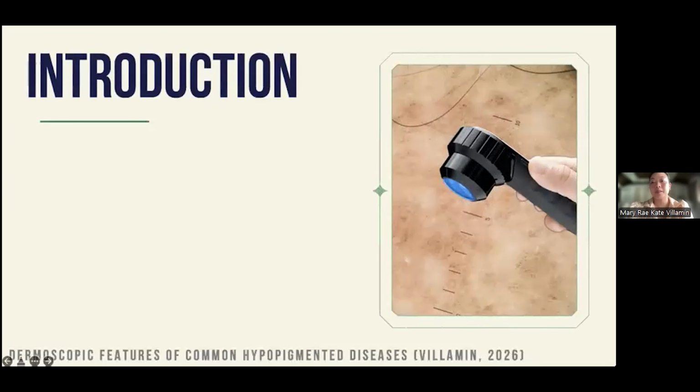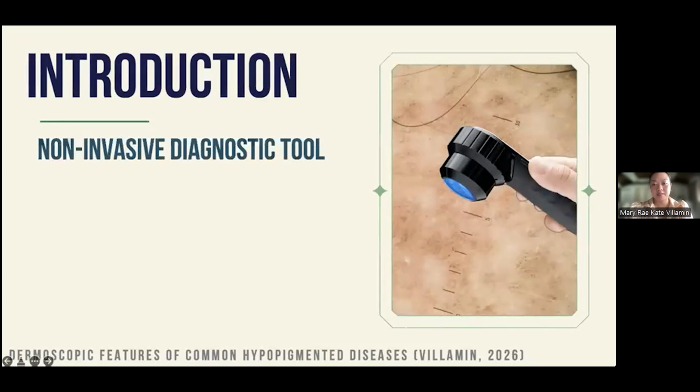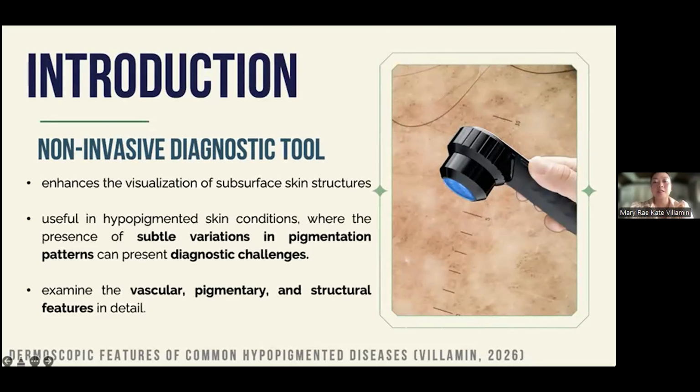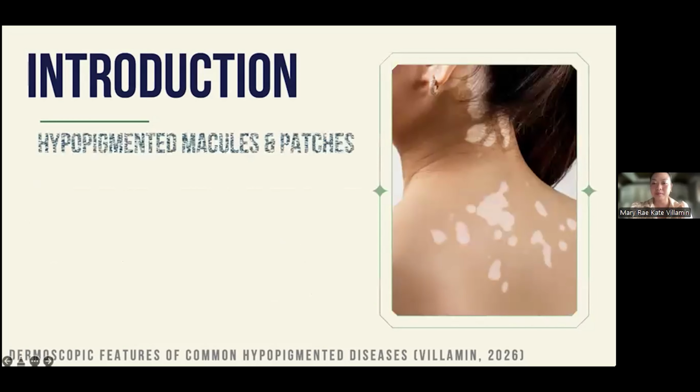Dermoscopy, also known as dermatoscopy or skin surface microscopy, is a non-invasive diagnostic tool that allows visualization of subsurface skin structures not visible to the naked eye. It is especially valuable in evaluating hypopigmented skin conditions where subtle pigment changes can make diagnosis challenging. By examining vascular, pigmentary, and structural patterns in greater detail, dermoscopy helps dermatologists differentiate various hypopigmented macular diseases more accurately.